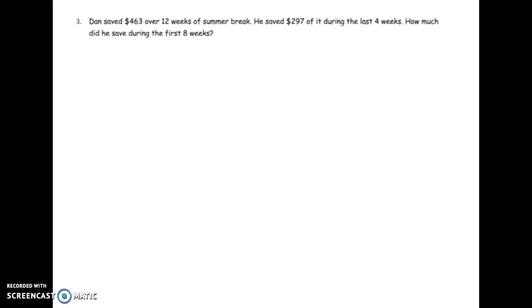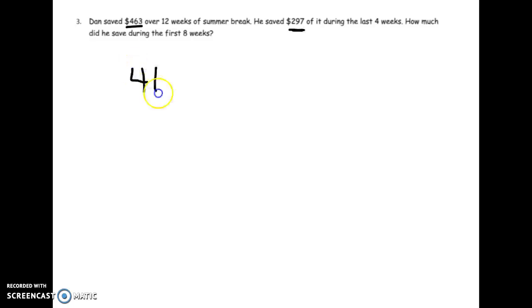Okay, so when we look at question 3 here, we get a lot of information about Dan. We know that he saved $463 over the entire 12 weeks of summer break. So that's his total amount of savings. He saved 297 of it during the last 4 weeks. So when we think 12 whole weeks, during the last 4, he saved $297. The question asks how much he saved during the first 8 weeks.